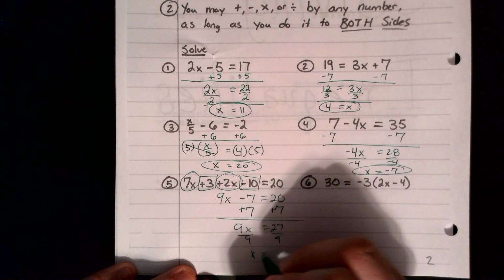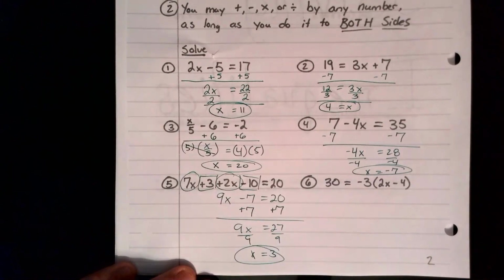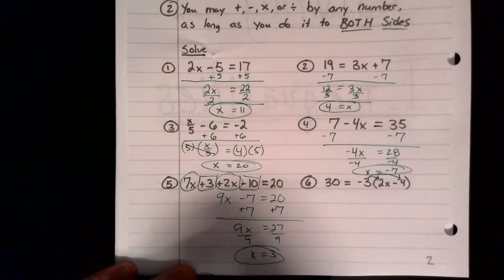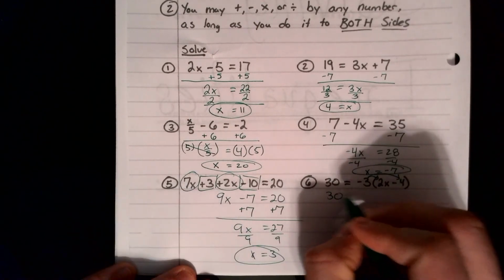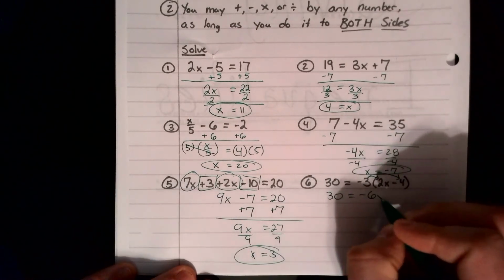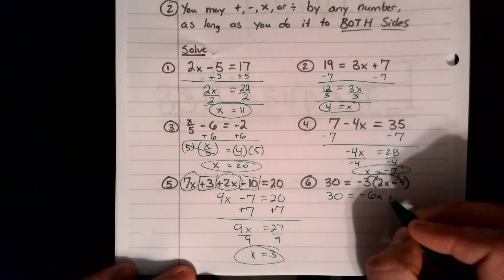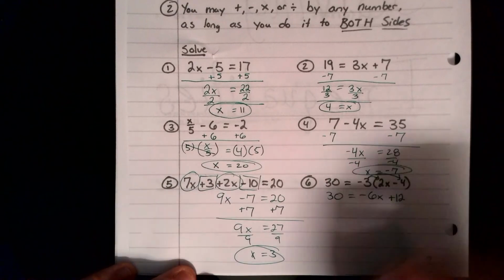And x equals 3. And the last one here, we've got the distributive property. We're going to distribute that negative 3, being extra careful with our negative signs. We get negative 6x when I multiply the negative 3 to the first term, and negative times a negative gives me a positive 12 for the second term.